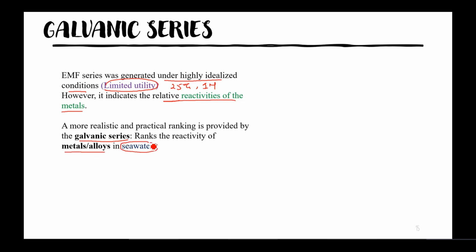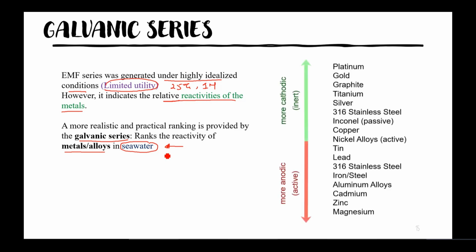So a more realistic and practical ranking is provided by galvanic series, which ranks the reactivities of metals or alloys in seawater. Seawater is generally one of the frequently encountered corrosive environments. तो हम उसमें मुख्तलिफ metals को टेस्ट करते हैं and we rank them according to the severity of their corrosiveness. So if we look at different materials, in this direction, materials are inert or more cathodic. When I say more cathodic, that means they are more inert. And in the bottom direction, materials are more anodic. That means they are more active.